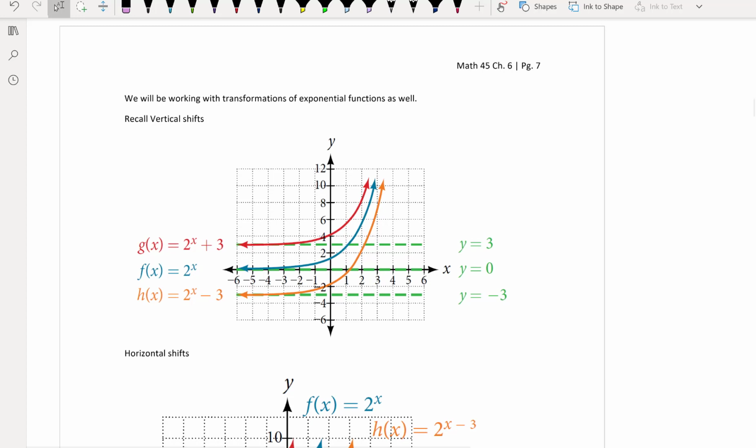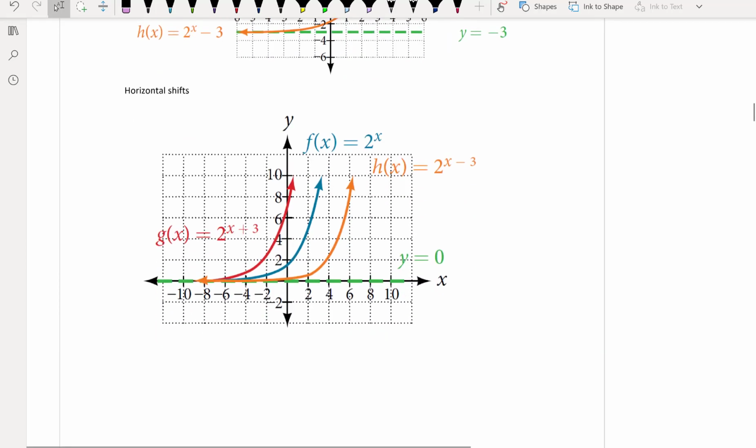Here we'll be working with transformations of exponential functions as well. Remember how we did the plus means go up and the minus goes down. That's what we're dealing with here. So we have a shift. If it is an addition, you go up. If it is subtraction, you go down.